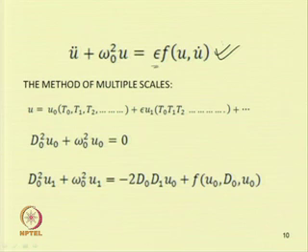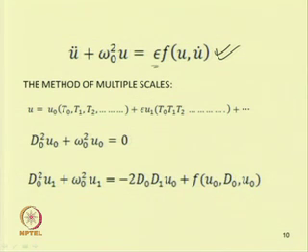So, writing this equation in this form, one can use different types of solutions. For example, one can use the method of multiple scales, method of harmonic balance, method of averaging, Lindstedt-Poincare technique, and many other different approximate methods that we have studied in module 2 to find the response of the system.